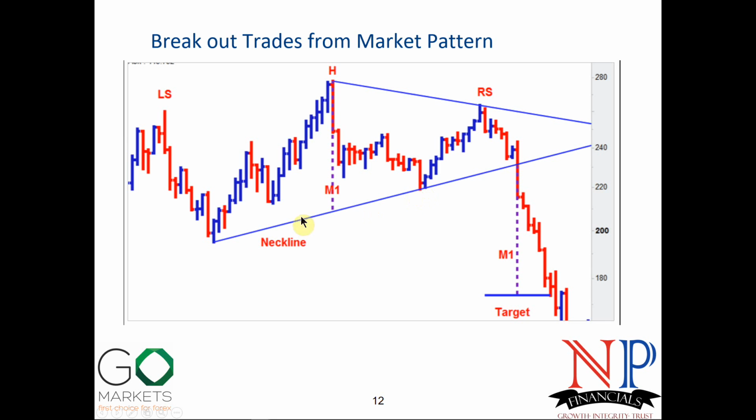We should join this swing low to that swing low and take a vertical line from the head, this is measurement 1, and drop it after it breaks. So this is the break and we got a target here. Most important point is the HRS line must not be broken.